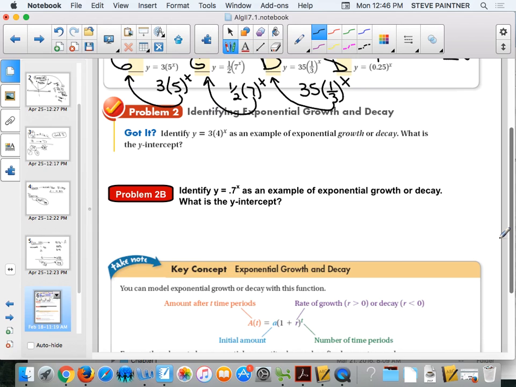All right, ready? Here's your function right there. Y equals, I'll write it again. Y equals 3 times 4 to the x. Is this an example of exponential growth or decay? Growth, because why? Base is 4. Good. 4 is bigger than 1. Okay. Now, what is the y-intercept?